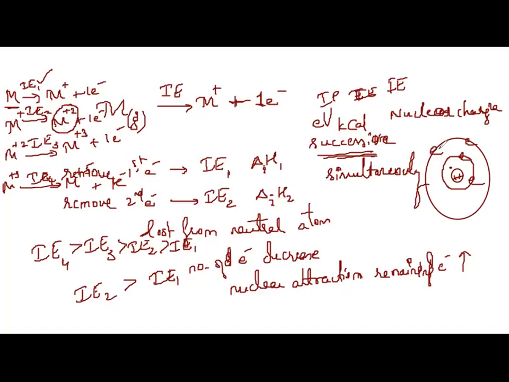Therefore, we say the electrons are more firmly bound to the nucleus than in the atom. Hence, more energy is needed to remove the second electron. So this is about the successive ionization energies. Now, I have a question here.